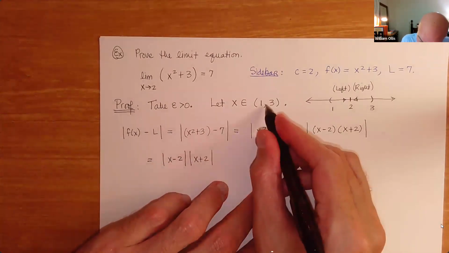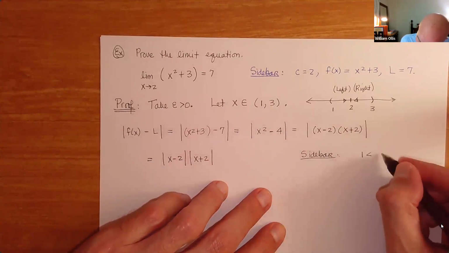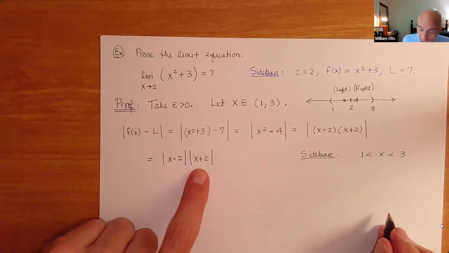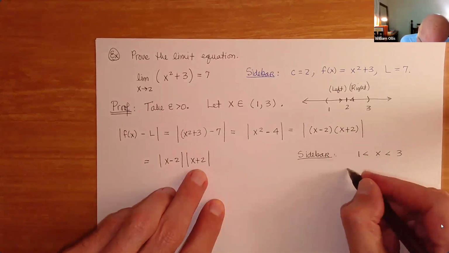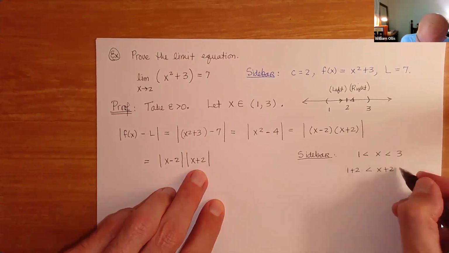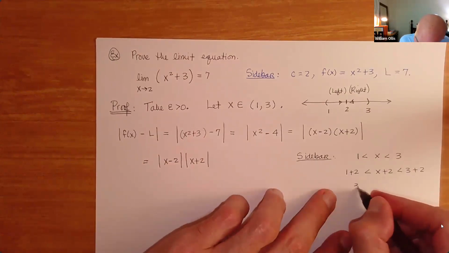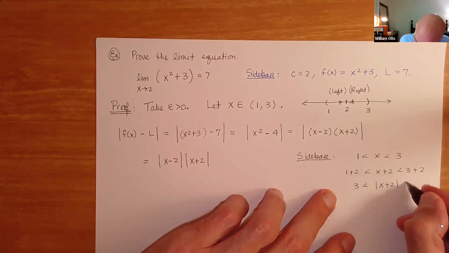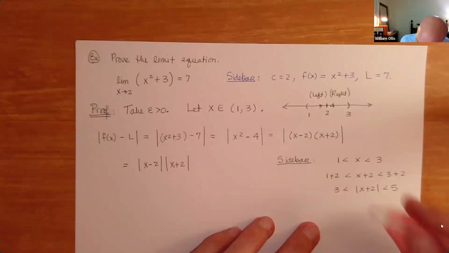Notice we have this particular inequality here. So we have 1 less than x less than 3. That's where x lives. So let's figure out where x plus 2 lives. So now we can add 2 everywhere. So we have 1 plus 2 less than x plus 2 less than 3 plus 2. So now we have 3 less than x plus 2 less than 5. Oh, and sorry, I don't have this yet.